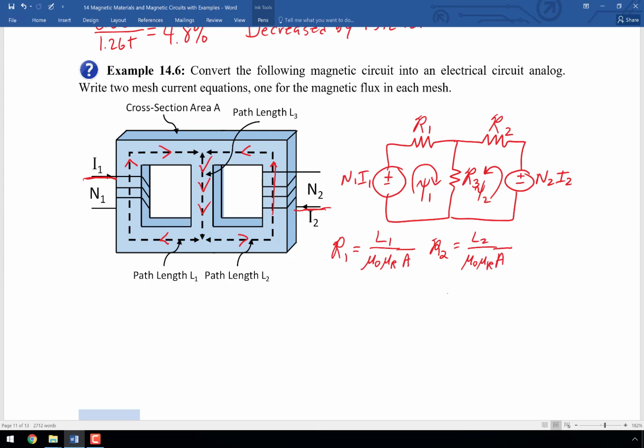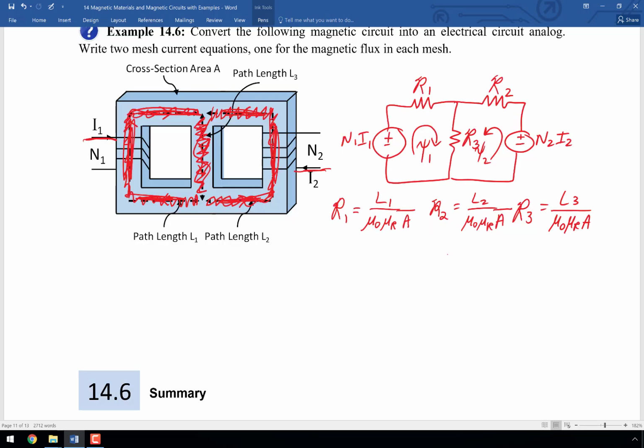Notice, by the way, that L1 is going this path right here. So L1 is just this portion of the path. And then L2 is just this portion of the path. Just this portion here. And then L3 is the middle branch. We could have different cross-sectional areas. We could even have different materials. Even this middle branch could be made of a different material, and the techniques that we're using would work for that. So this is L3 divided by mu sub 0, mu sub R times the cross-sectional area.